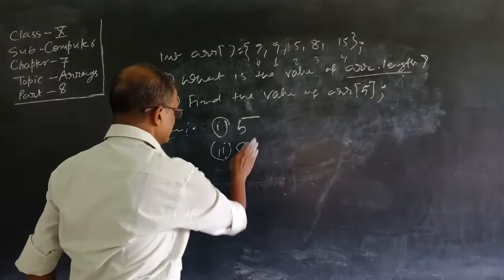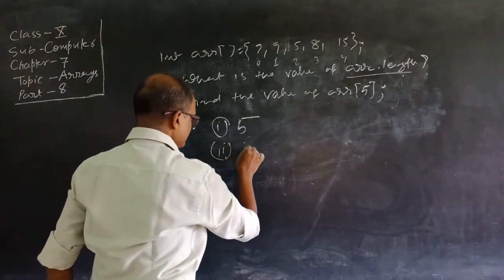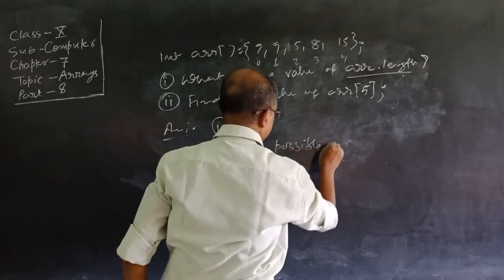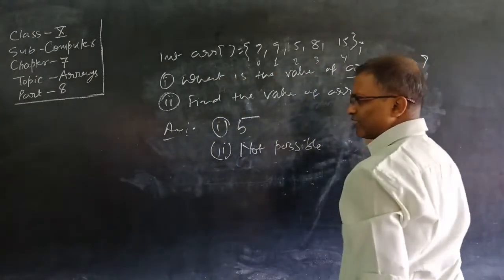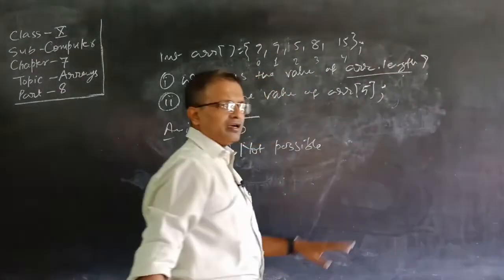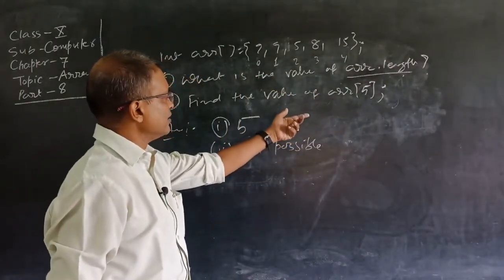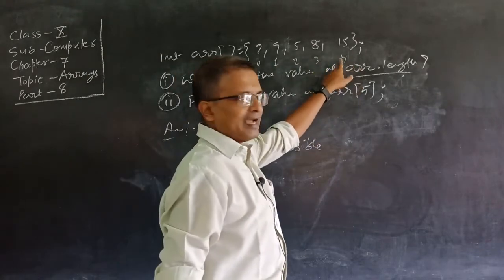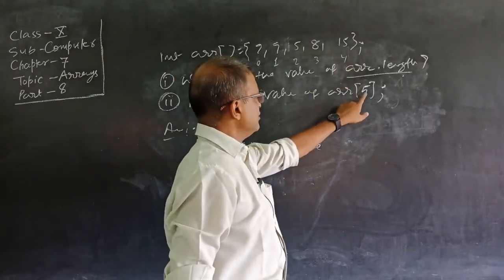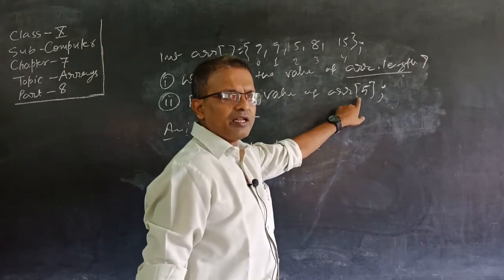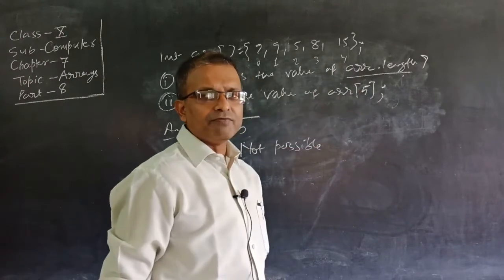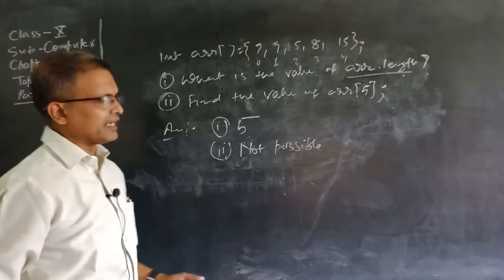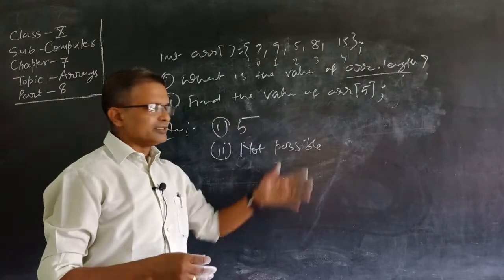Okay, and suppose you are asked what will be the value of arr[5]. As we have total 5 elements and the index of the last element is 4, it's unable to find arr[5]. So in this case you can write here not possible. And if you are asked to give reasons for your answer, it's very simple. You can write that the last index of the array is 4, so it's not possible to have arr[5], which means the element at 5th position. Getting my point?